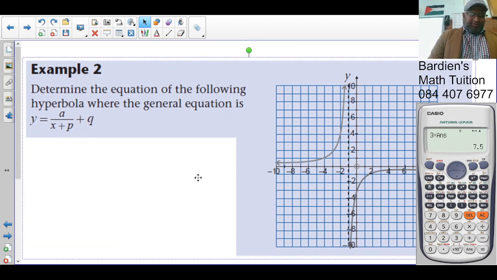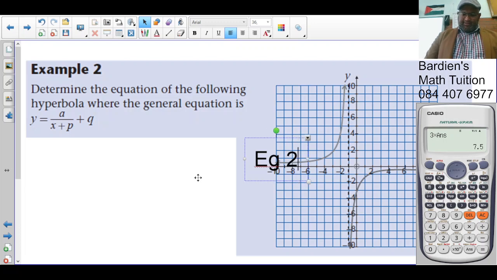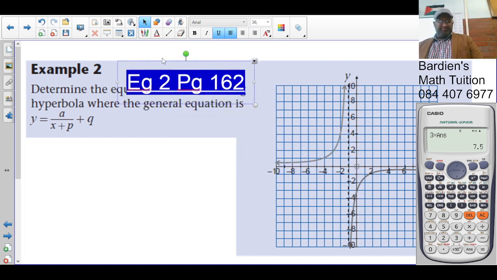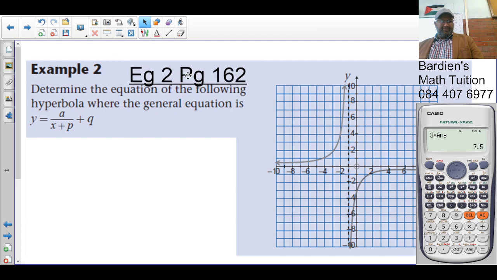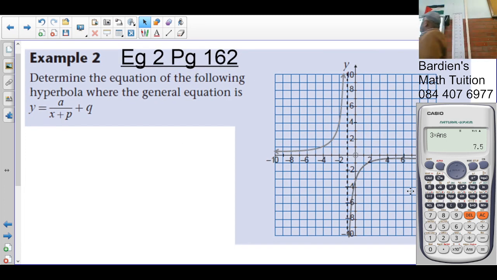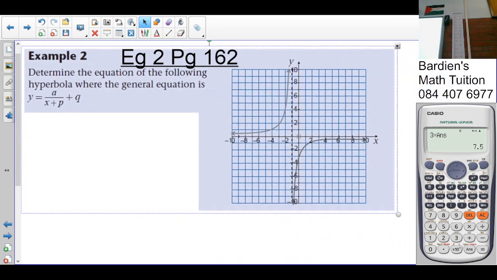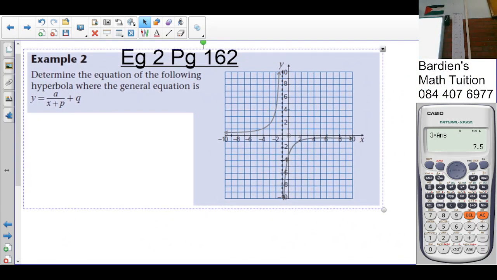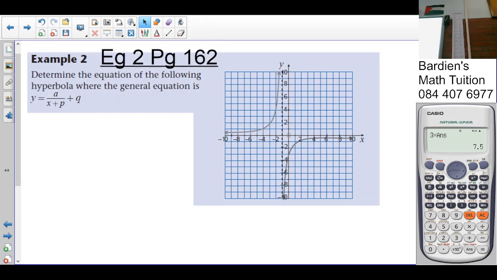Right, so this is example 2. On which page is this? 162. Example 2 on page 162. So here we are told to determine the equation of the following hyperbola, where the general solution is y is equal to a over x plus b plus q.